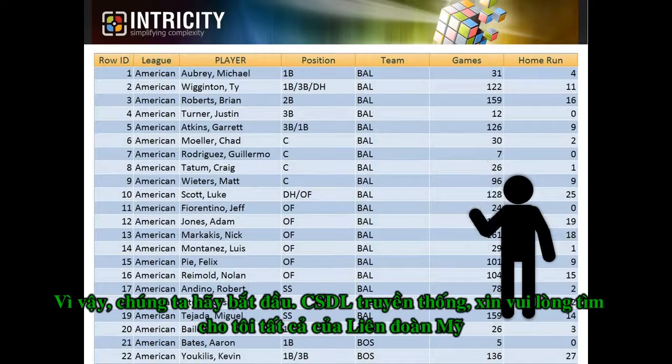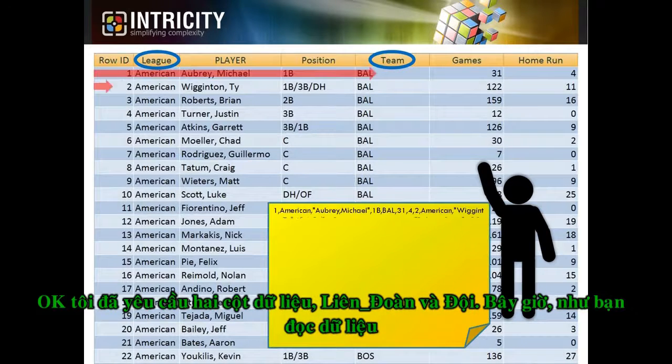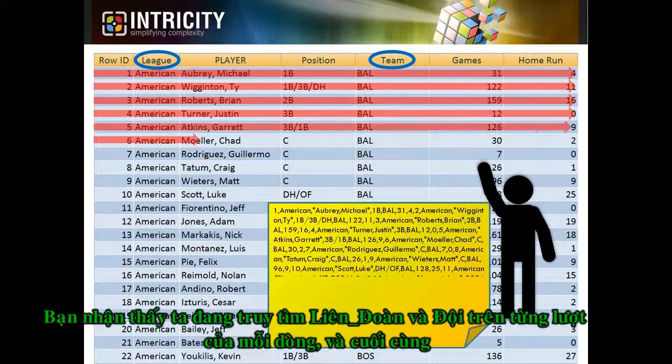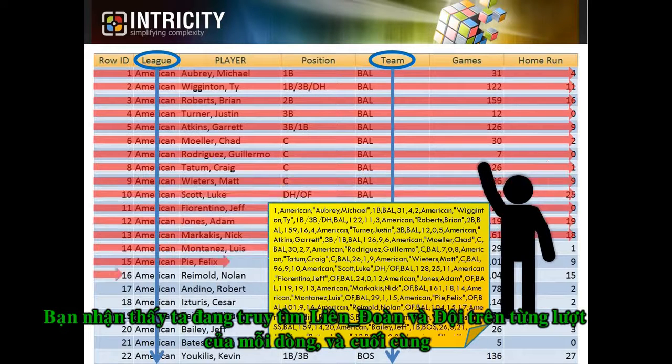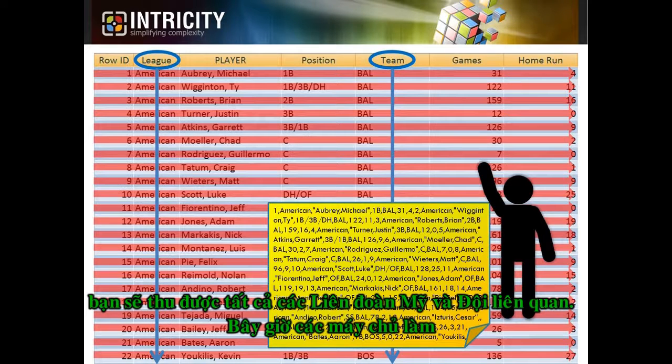So let's begin. Traditional database, please retrieve for me all of the American League teams. Okay, I've asked for 2 columns of data, leagues and teams. Here goes. As you read the data, notice that you're retrieving the league and team on each pass of every row, and eventually you'll acquire all of the American leagues and their associated teams.